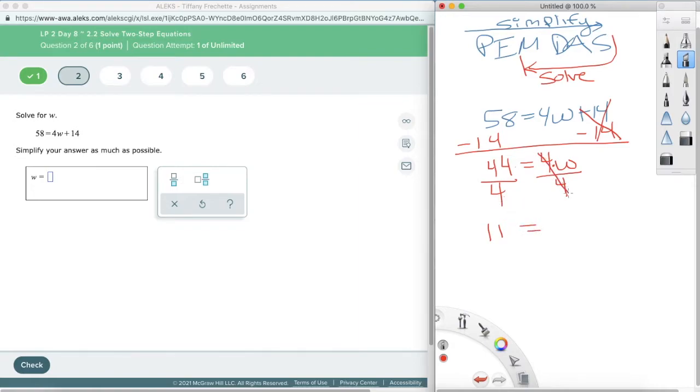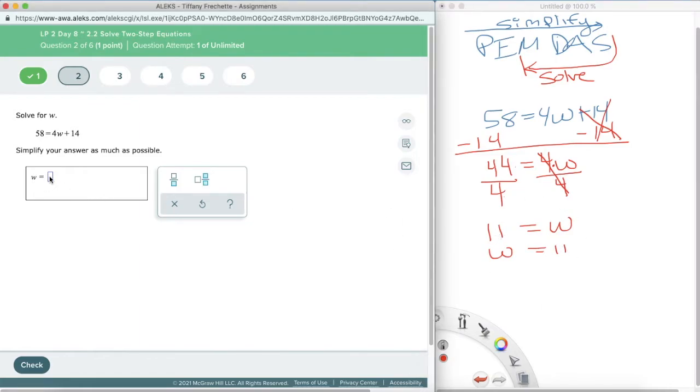So now we have 1w, but I don't have to write 1w. I can just write w. So w equals 11. This is the same thing either way. 11 equals w, w equals 11. That's a symmetrical property. We can flip-flop those around. It's not going to hurt anything. It's not going to change the answer because they always are going to have the variable equals the number. They're never going to let you type in 11 equals w. So just be aware you can switch that around. Yes, it looks different. I flipped it, but it means exactly the same thing.